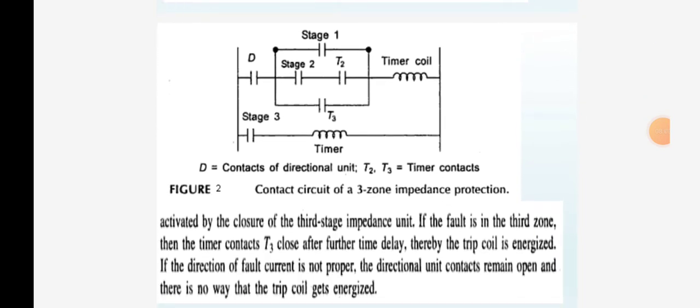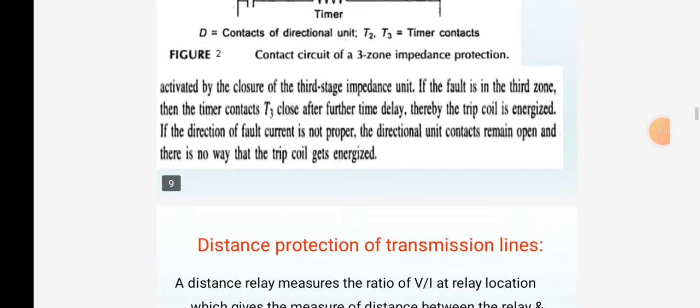So this is the contact circuit of three zone impedance protection, activated by the closure of the third stage impedance unit. If the fault is in the third zone, then the timer contacts T3 close after a further time delay, thereby the trip coil is energized. If the direction of the fault current is not proper, the directional unit contacts remain open and there is no way that the trip coil gets energized.